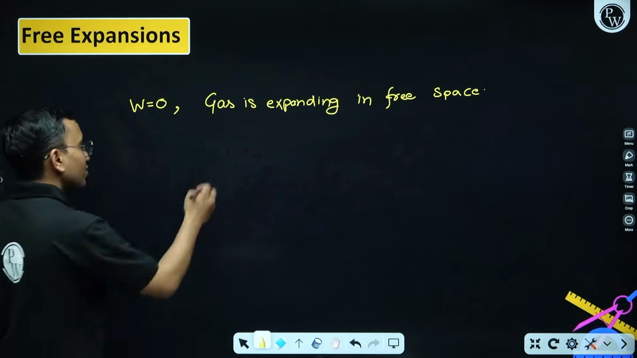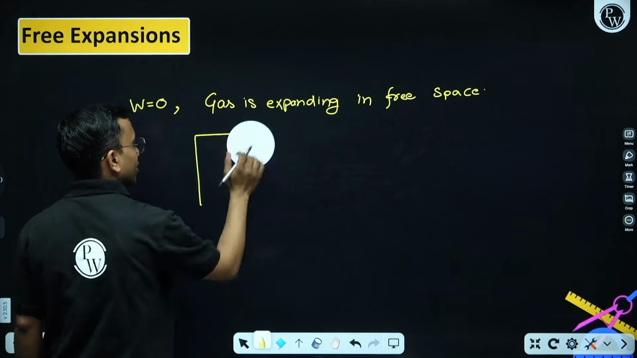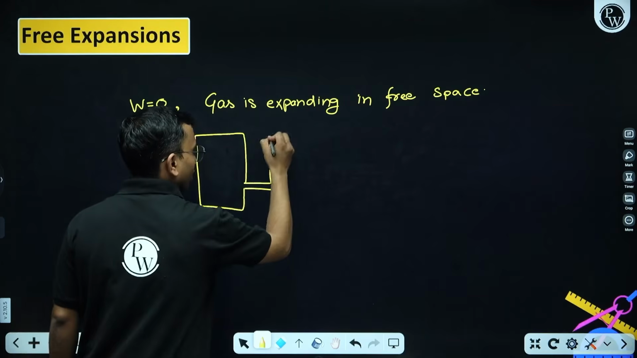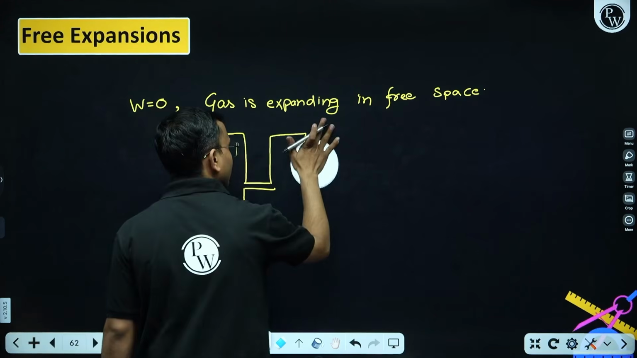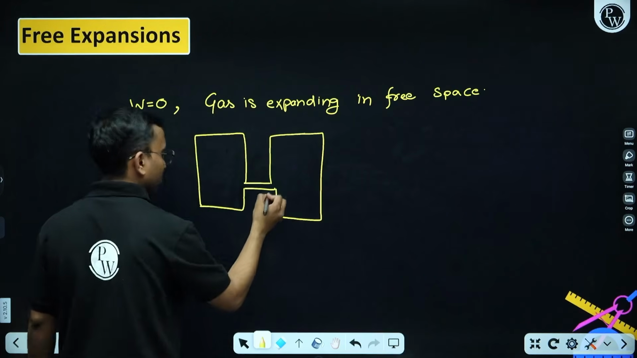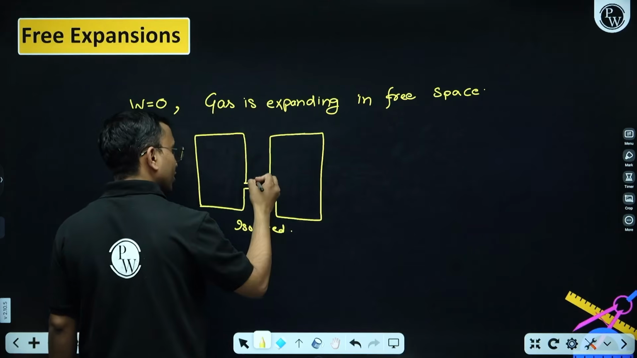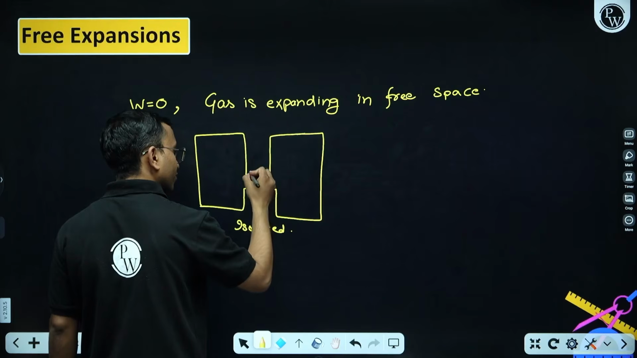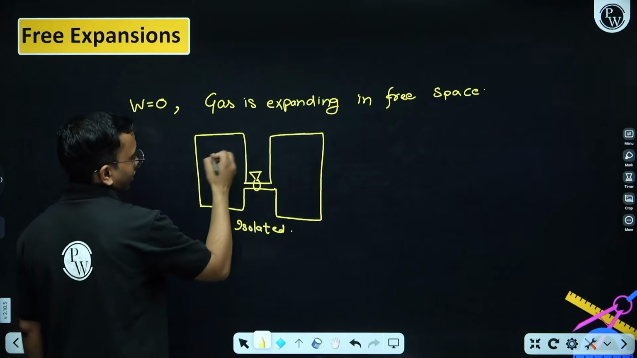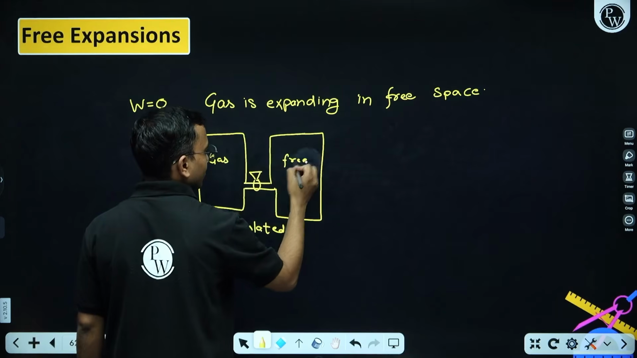Now if some condition is given to you, let us take here there was a chamber, connected to another chamber. The system is isolated, here there is a valve. Here it was gas and here it is free space, meaning vacuum.